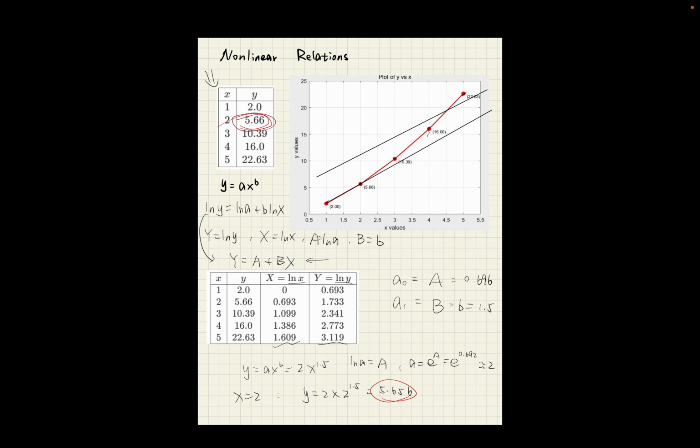So, for some nonlinear relationships like this, we can do some transformation on the equation and get the same old linear form and then perform what we have. Thank you for watching.